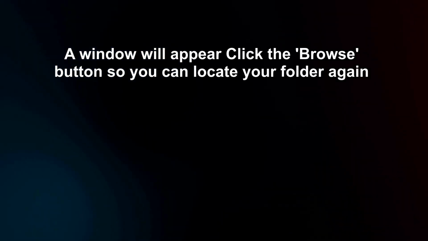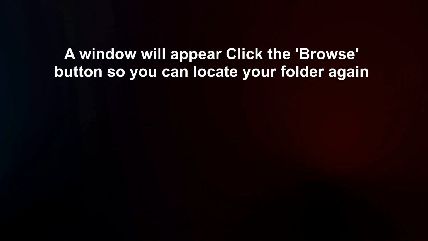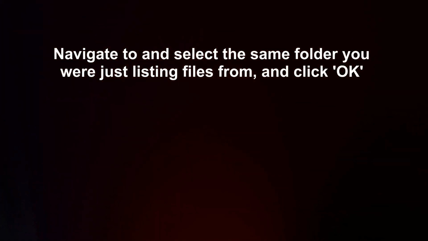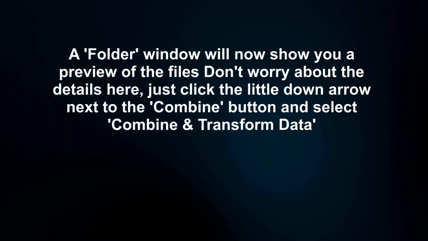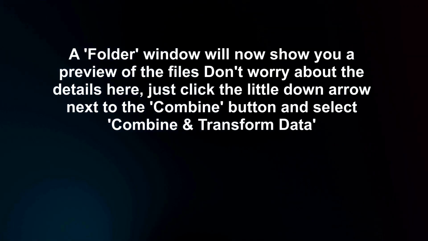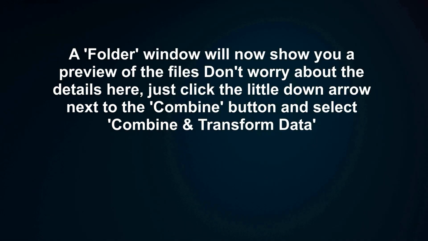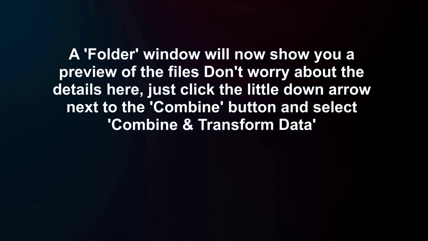A window will appear. Click the Browse button so you can locate your folder again. Navigate to and select the same folder you were just listing files from, and click OK. A folder window will now show you a preview of the files. Don't worry about the details here. Just click the little down arrow next to the Combine button and select Combine and Transform Data.